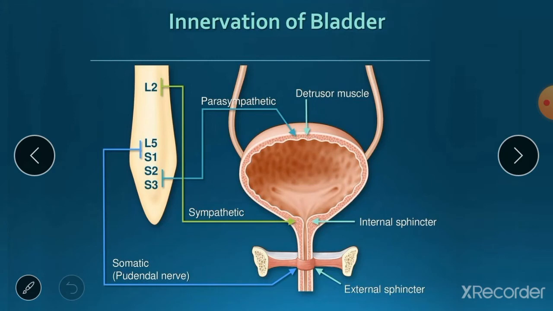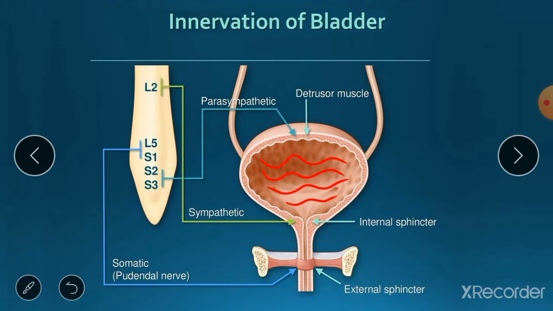Then we have the sympathetic nerve, which arises from the L2 region. It is known as the hypogastric nerve, and what it does is it supplies the internal sphincter and keeps it constricted, so it causes the storage of urine. It does not allow the bladder to empty, and that is the function of the sympathetic nervous system. It is fight and flight conditions. You do not have the luxury to micturate or relieve yourself.